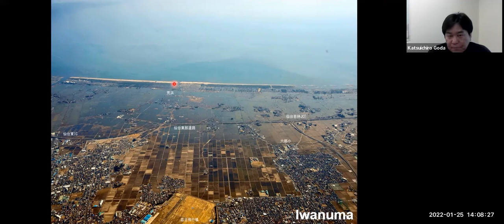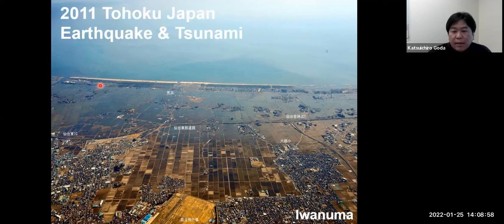So as you can see, this is the ocean coastal line here, and the tsunami came from the top side. And then you can see the black inundated area. In this length, the distance from the shore is about 3-4 kilometers. So if a magnitude 9 event happens, then a huge inundation would happen, and those kinds of cities and communities would be washed away completely. This is the southern part of the Tohoku region, the so-called Iwanuma region, south of Sendai.